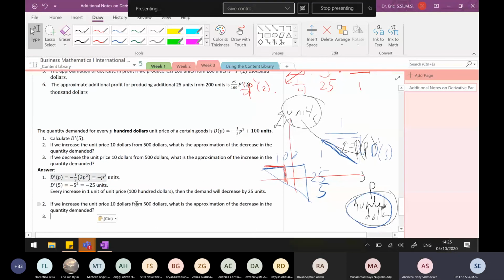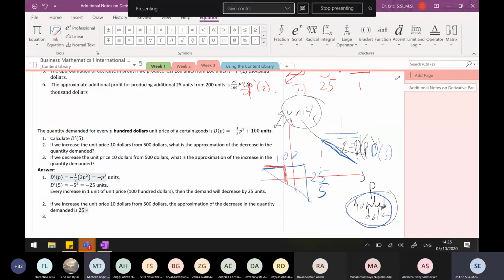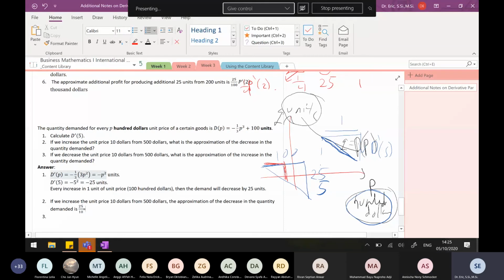If we increase the unit price, the approximation of decrease in the quantity demanded is 25 times, this is 25 times, yeah, and this is just 2.5 units. Yeah, it doesn't make sense, but okay, as mathematics.